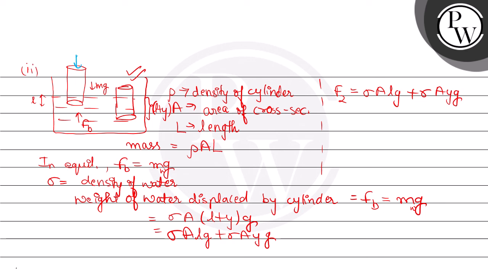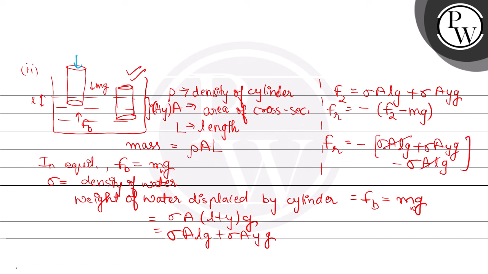Now what I have written just before, now our restoring force will be equal to minus F2 minus mg net force. F2 is in upward direction, and mg is in downward direction, so it will give us like this. So here Fr will be equal to minus of sigma into A into L into g plus sigma into A into y into g minus sigma into A into L into g. So here this will get cancelled, and we will get Fr is equal to minus of sigma into A into g into y.